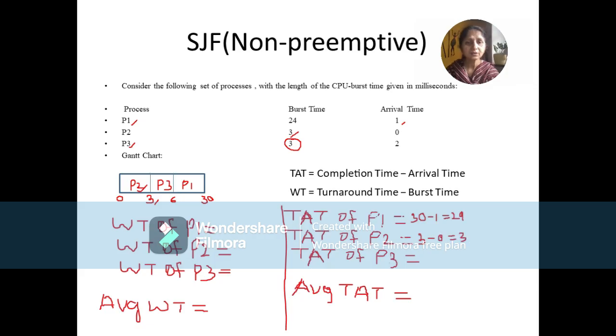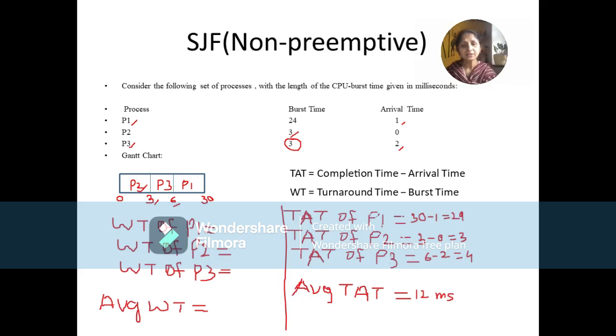Let's calculate the turnaround time of P3. What time did P3 get completed? P3 got completed at time 6. And what is the arrival time of P3? The arrival time of P3 is 2. So 6 minus 2 is 4. And when we calculate the average turnaround time, it is 29 plus 3 plus 4 divided by 3, which is 36 divided by 3. 12 milliseconds.